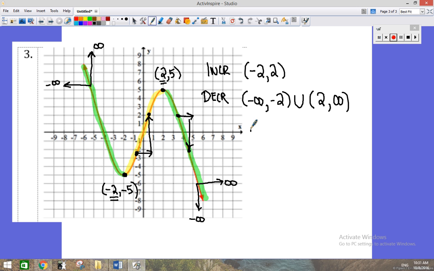And constant, well, there's no horizontal portion of the graph, so we can use our empty symbol. We can say never, we can say nowhere. We just don't want to leave it blank just because it's never constant. Leaving it blank may indicate that you don't understand or are not fully aware of the concept. Here, we're answering it.